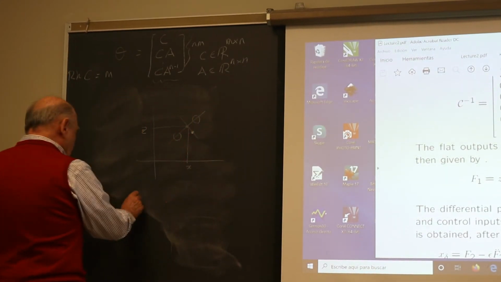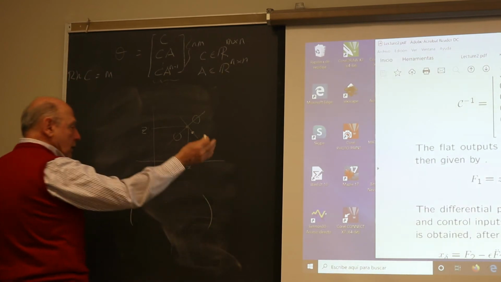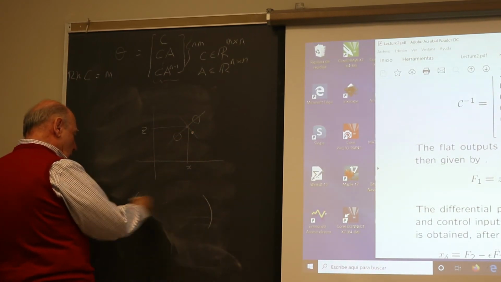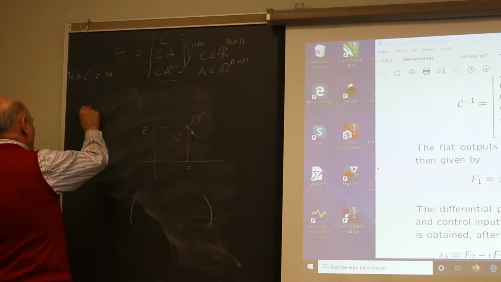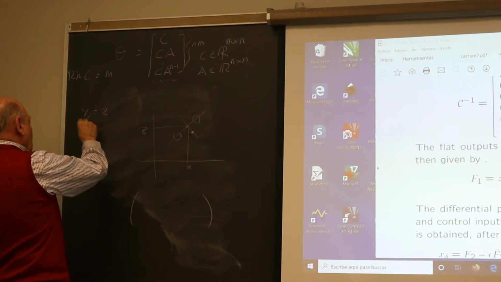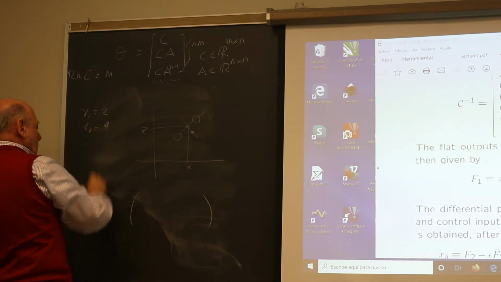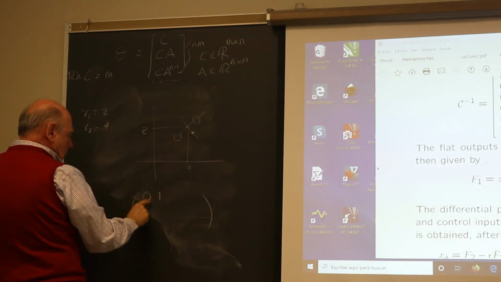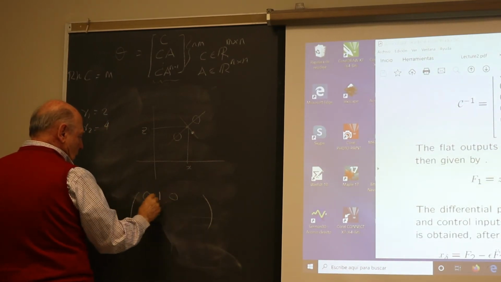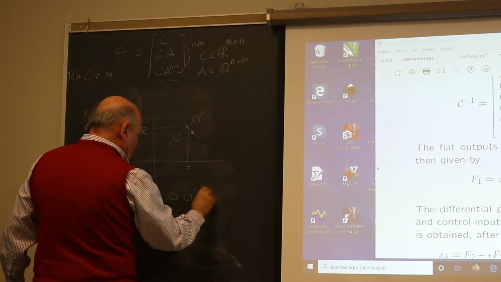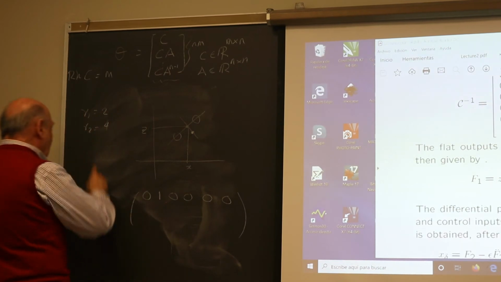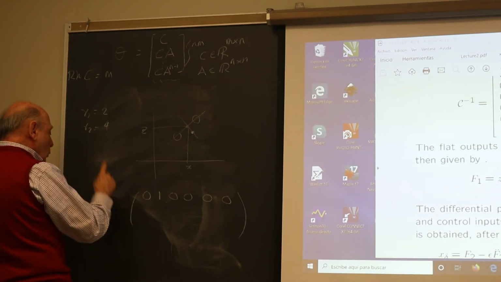The Kronecker matrix is this matrix of zeros and ones. You have two outputs, so it will have two rows. The controllability indices are gamma 1 equals 2, gamma 2 equals 4, right? Yeah. So you put 0, 1 in the second position, and 0. It's a 6 matrix. And then the second row, there's only two flat outputs.